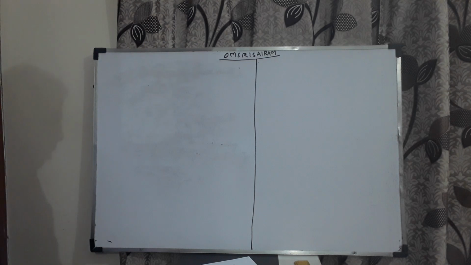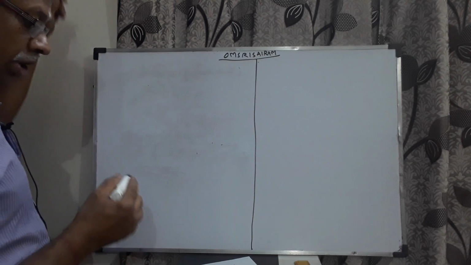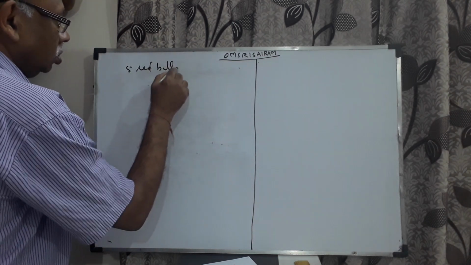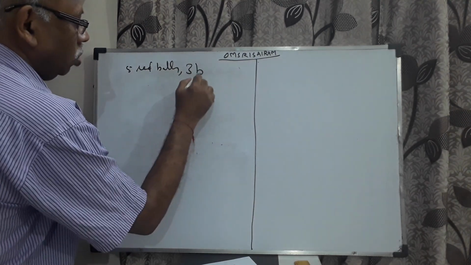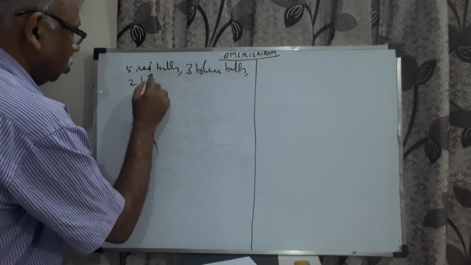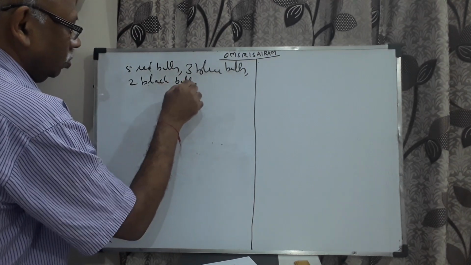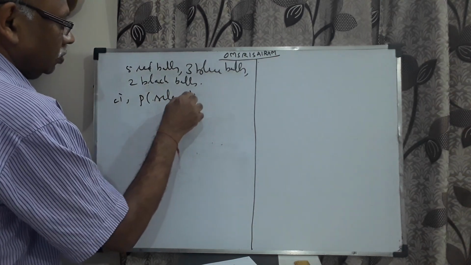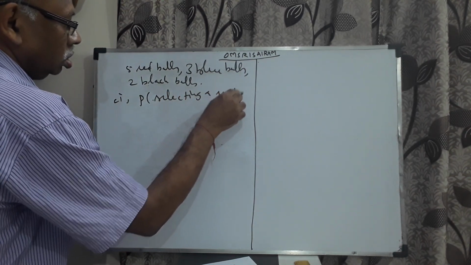Next one, find the probability of selecting: 1, a red ball; 2, a non-red ball; 3, a blue ball; 4, a black ball; 5, a white ball, from a box containing 5 red balls, 3 blue balls, 2 black balls. There are 5 red balls in a box, then 3 blue balls in the same box, and of course 2 black balls in the same box.